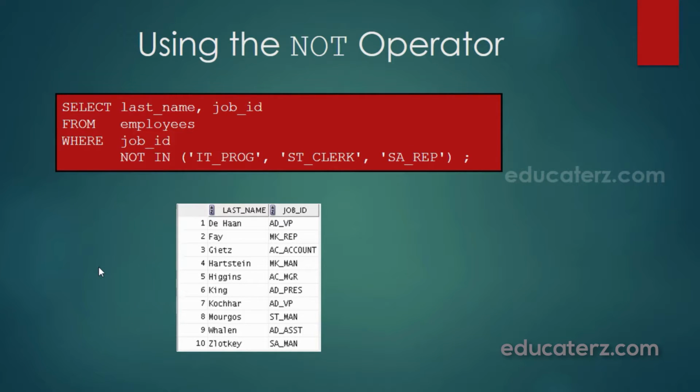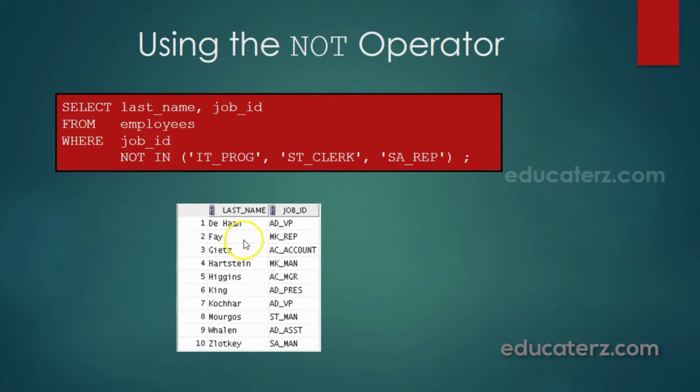Using the NOT operator, I want to display the name of the employee along with the job ID, where job ID should not be equal to IT_PROG, ST_CLERK and SA_REP. I don't want to display the results for these job IDs. In that case, I write a query like this. Select last_name, job_id from employees table where job_id NOT IN this list: IT_PROG, ST_CLERK, SA_REP.